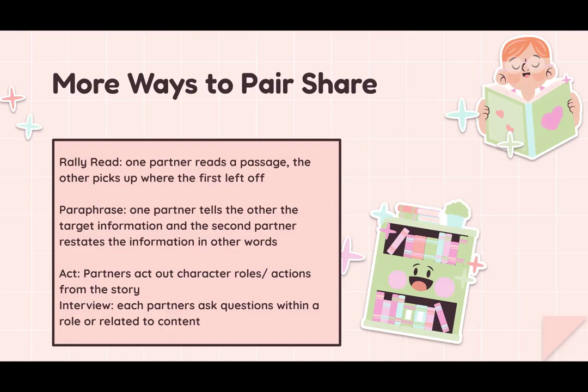Paraphrase, another good way to check. One person tells the other the target information, and the second partner has to restate it in other words. They can act it out, roles and actions from a story. They can interview. Each partner asks questions within a role or related to content. And we all know that students love to ask questions.